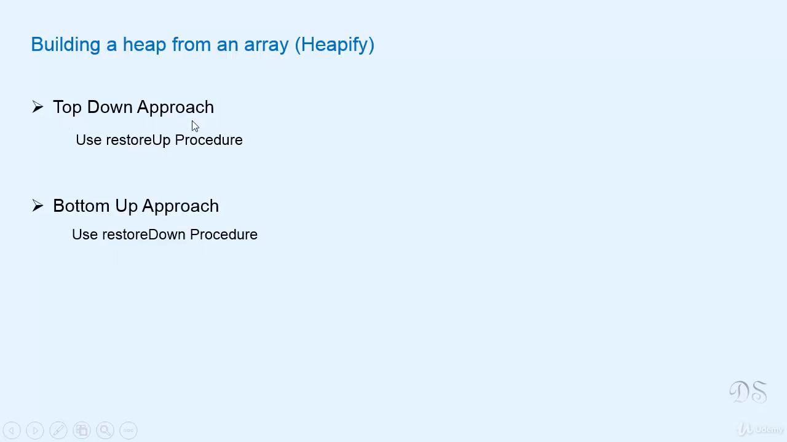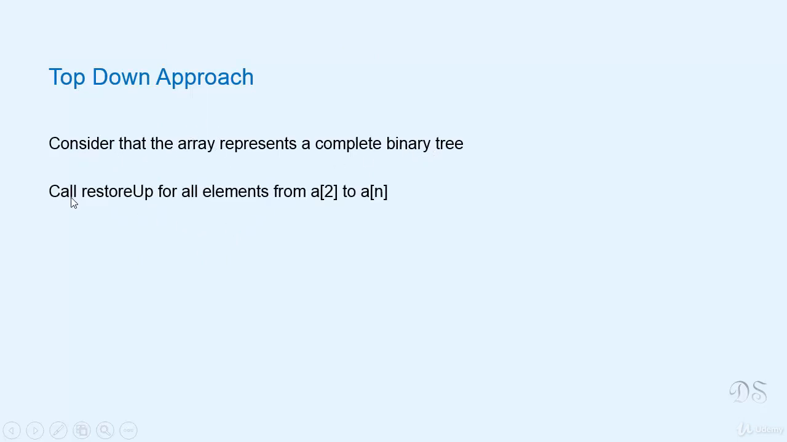So first, let's see this top-down approach. We'll consider that the array that has to be converted to a heap represents a complete binary tree. We'll call restore up for all elements from A2 to AN.